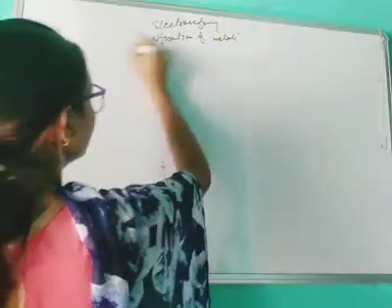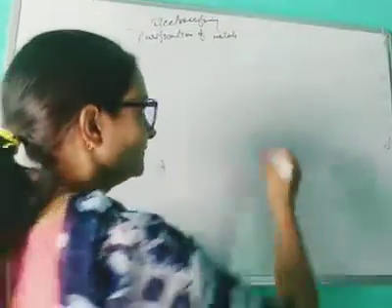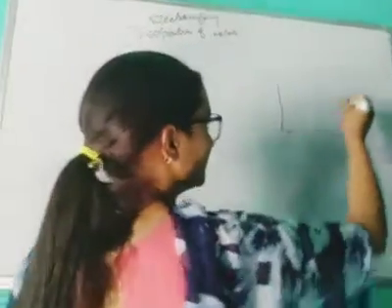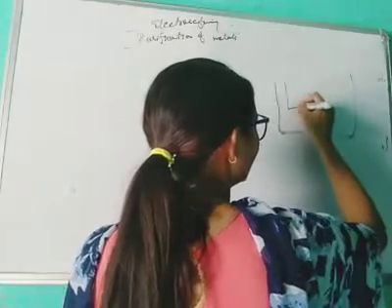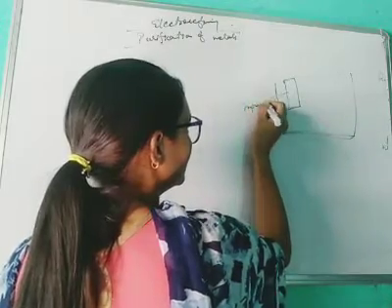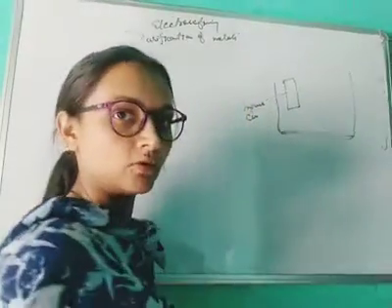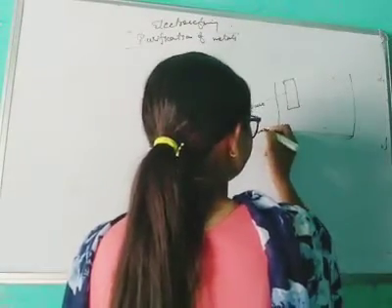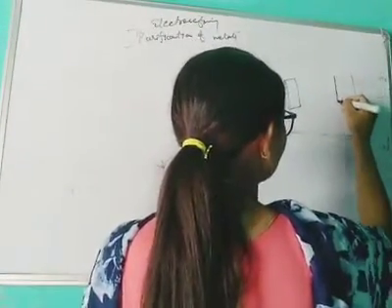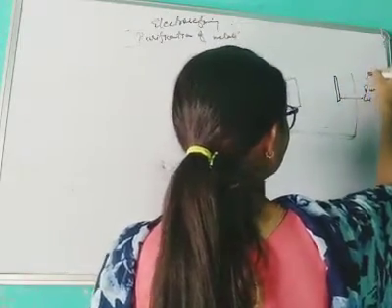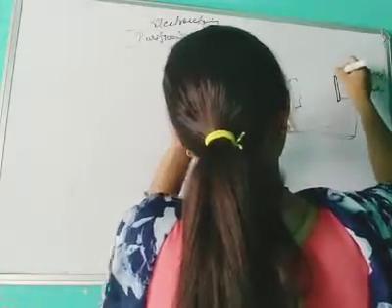So for example, we have copper, an impure copper block. We want to purify this copper. So we will place it at the anode, and at the cathode we will use a pure thin sheet of copper. Pure copper. This is the cathode. Attach it to the battery.